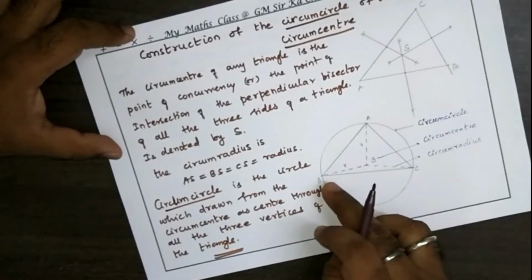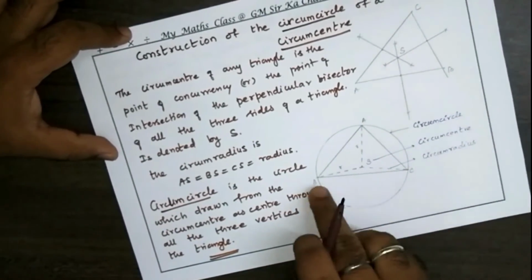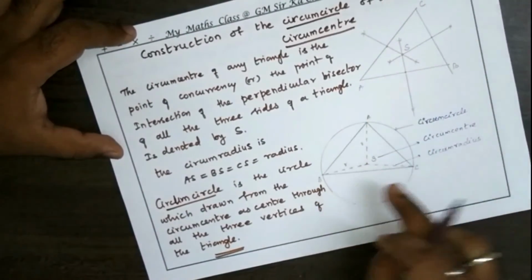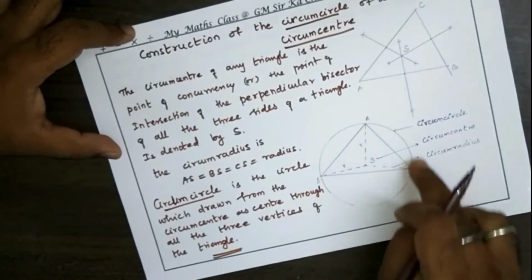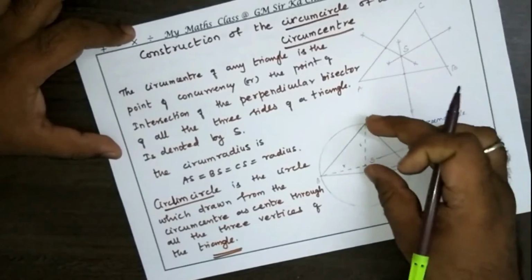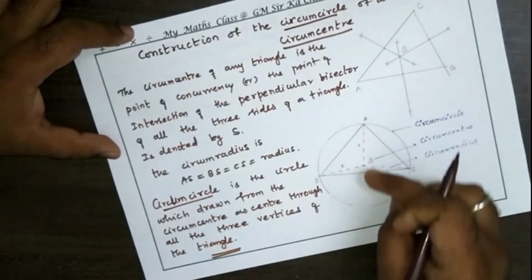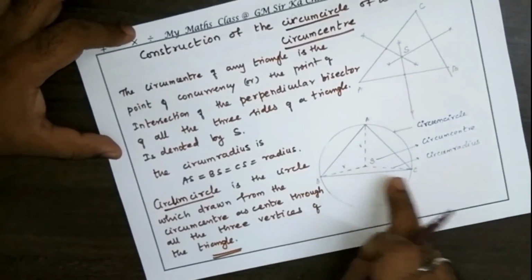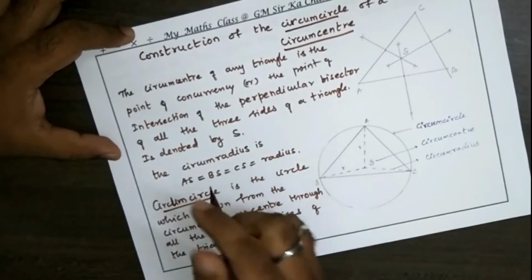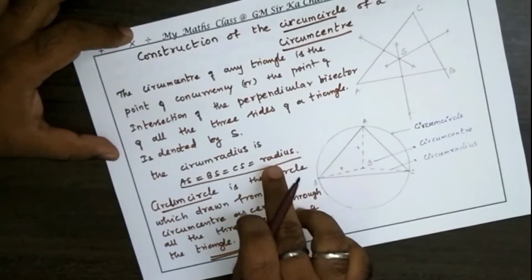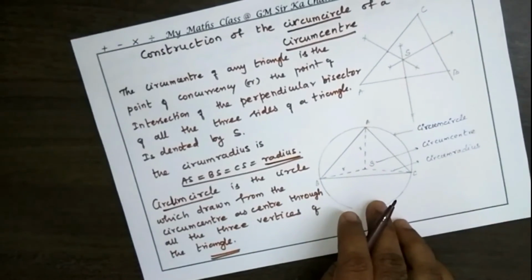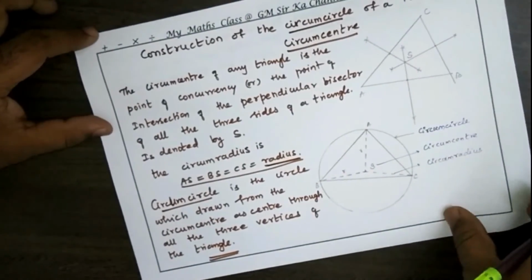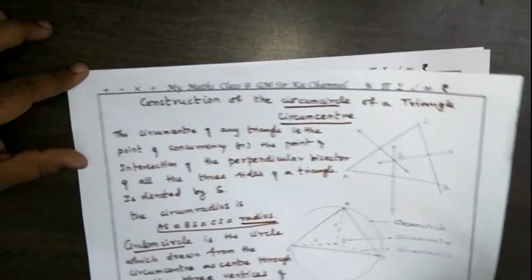So you can see this is the circle which passes through vertex A, vertex B and vertex C, all the three vertices, and you can see the radius AS is equal to BS and is also equal to CS. So this is how we get the circumradius. So this radius is called the circumradius. That's it.